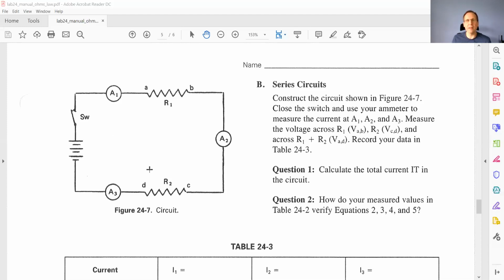Because they're going to ask for the voltage across AD, AB, and CD. So that's what they mean. The voltage across AD is the voltage across the battery. The voltage across AB is the voltage across your first resistor, and the voltage across CD is the voltage across your second resistor.